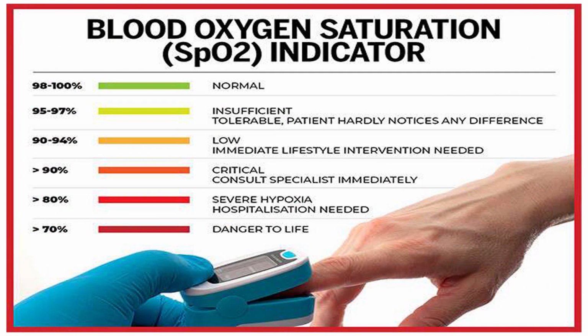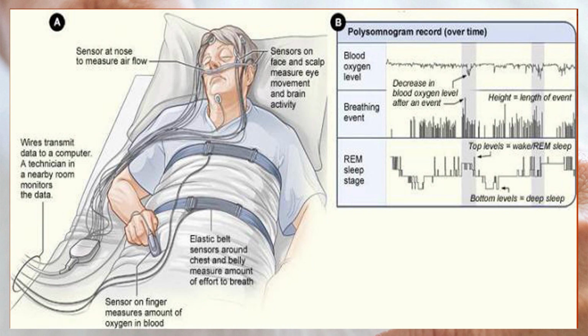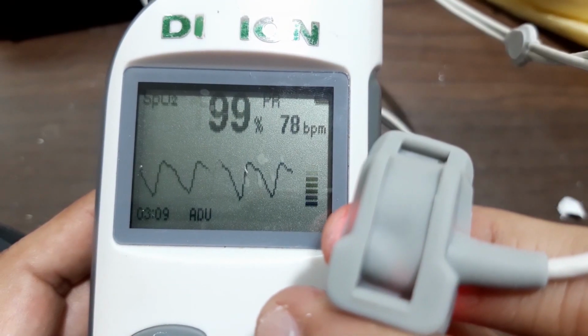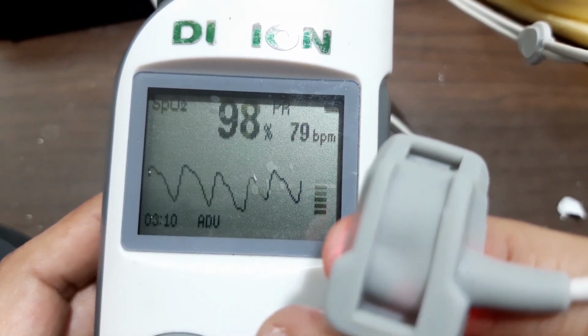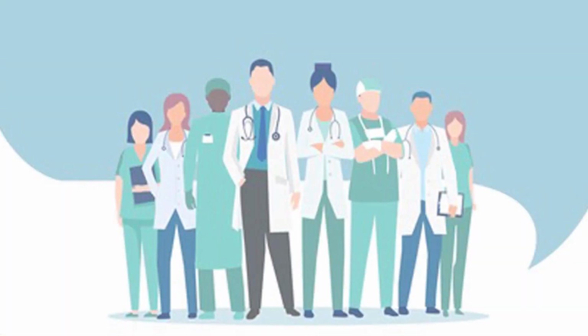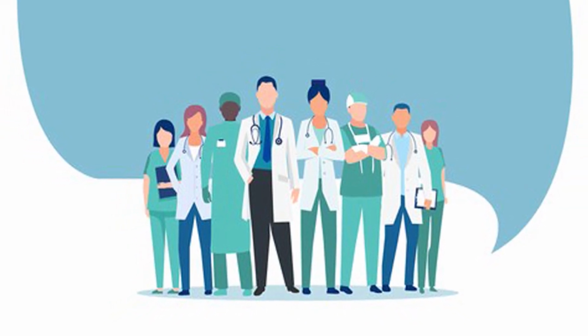A normal level of oxygen is usually 95% or higher. Some people with chronic lung disease or sleep apnea can have normal levels around 90%. The SpO2 reading on a pulse oximeter shows the percentage of oxygen in someone's blood. If your home SpO2 reading is lower than 95%, call your healthcare provider.